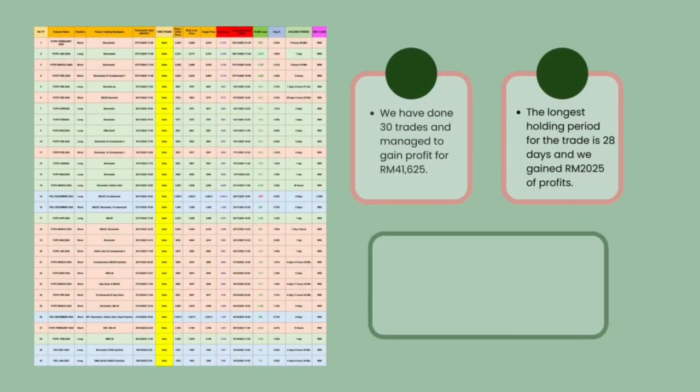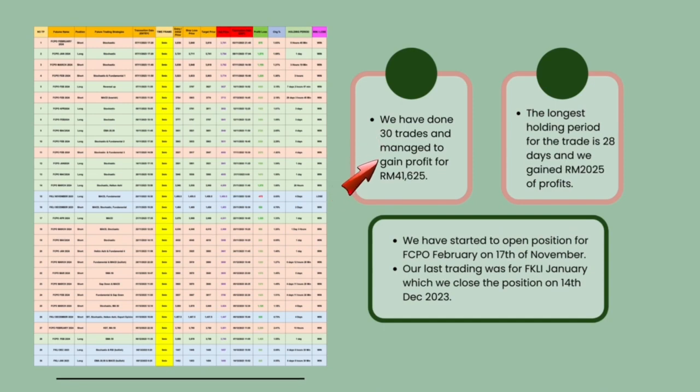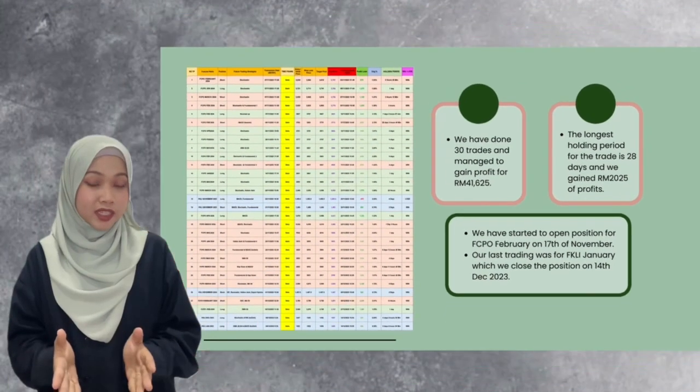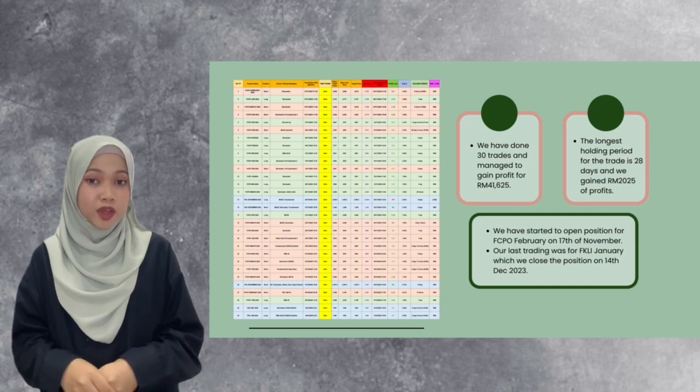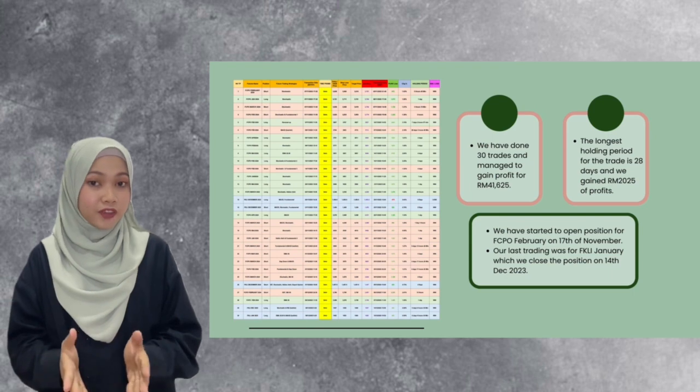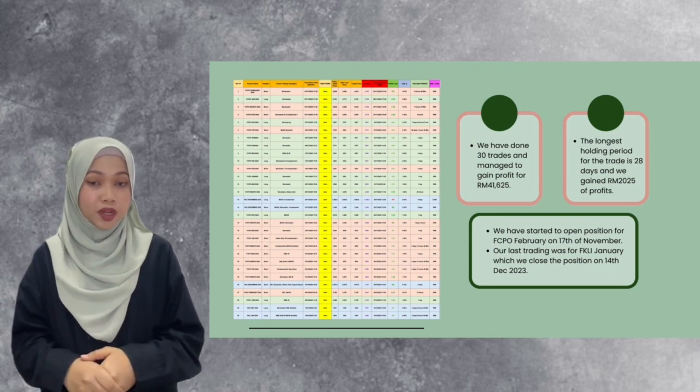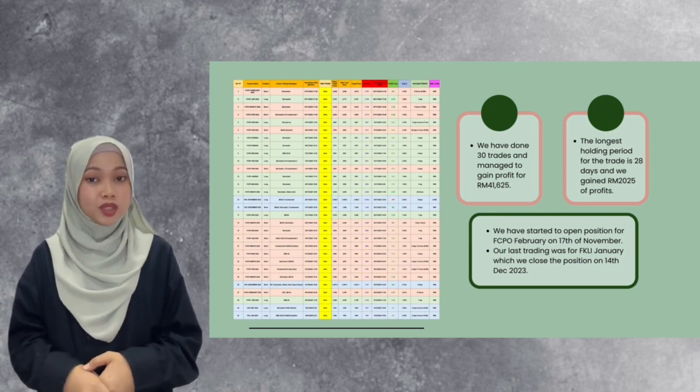Based on our overall trading performance, we have done 30 trades and managed to gain a profit of 41,625 ringgit Malaysia. The longest holding period for a trade is 28 days, and we gained 2,025 ringgit of profit. We started opening positions for FCPO February on 17th of November, and our last trade was for FKLI January, which we closed on 14th of December 2023.